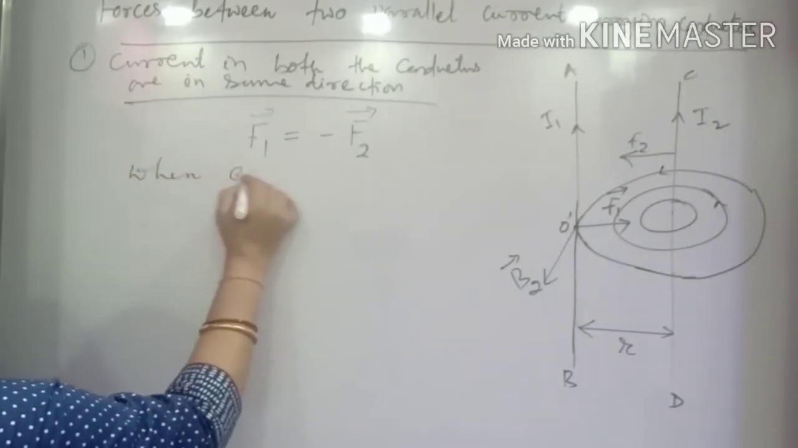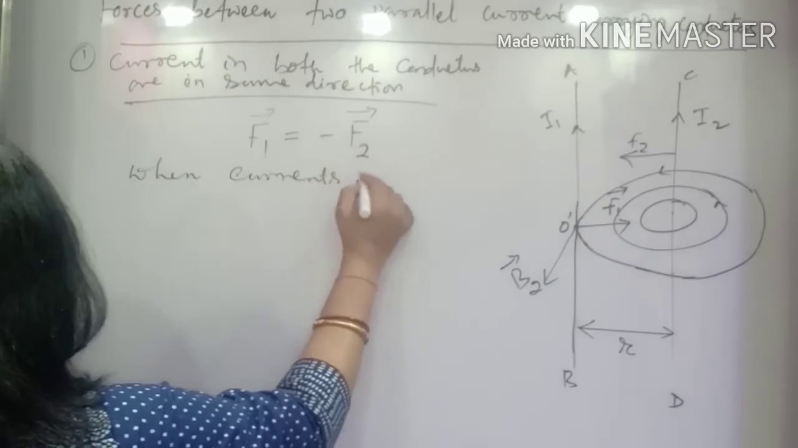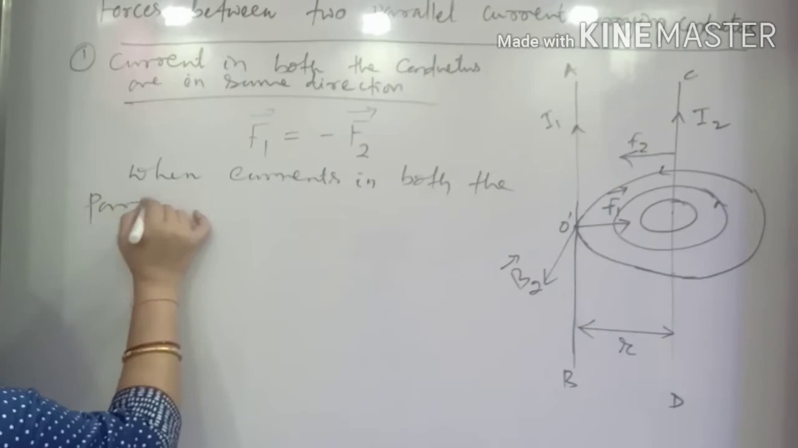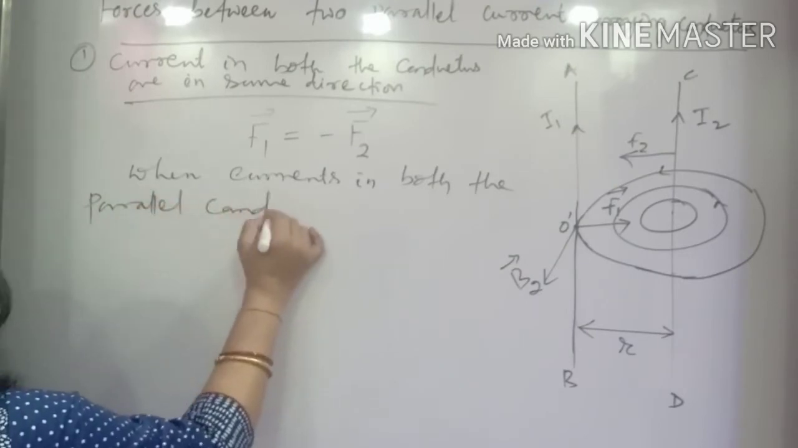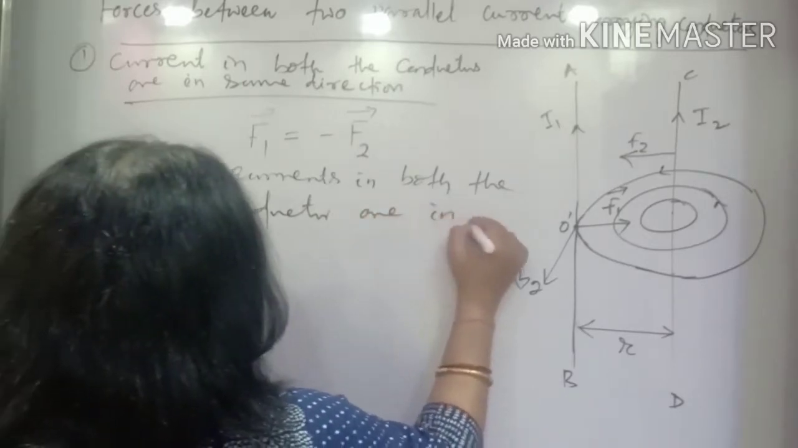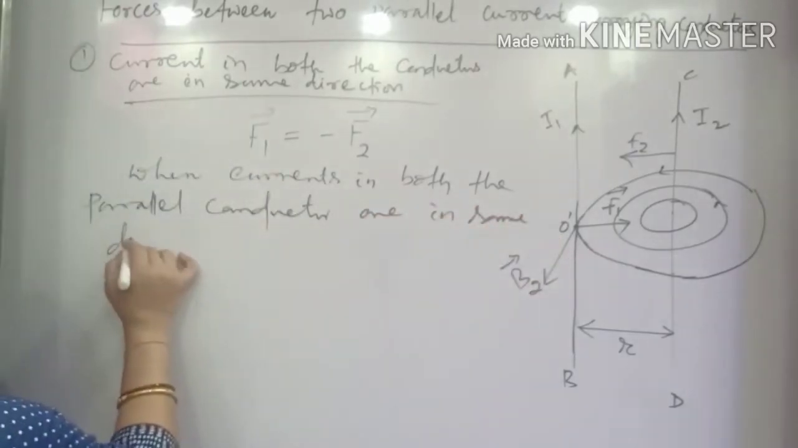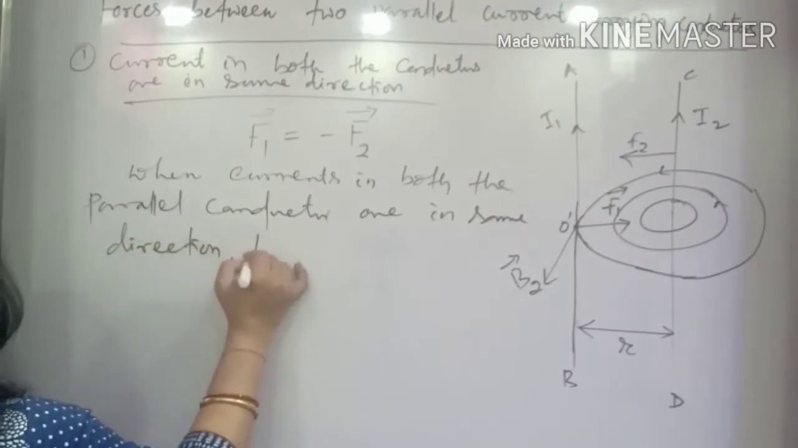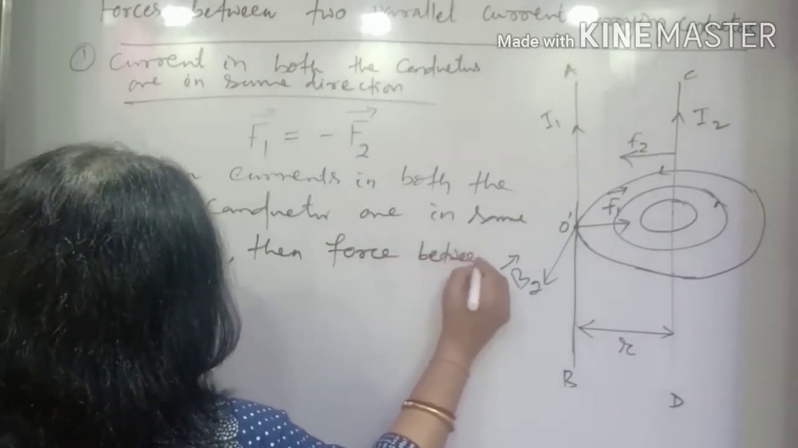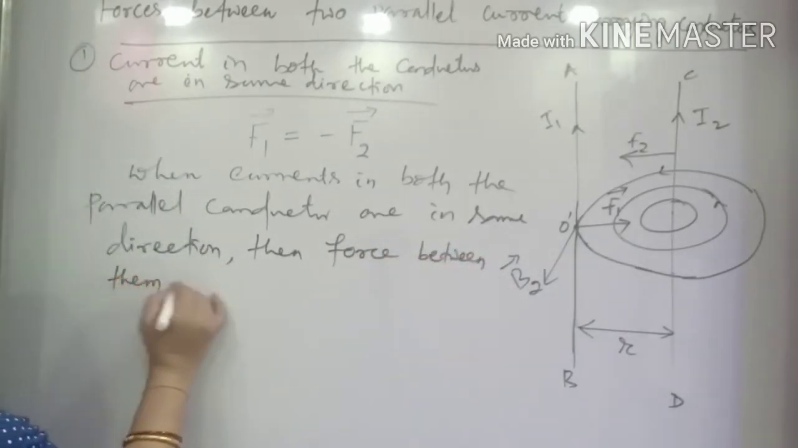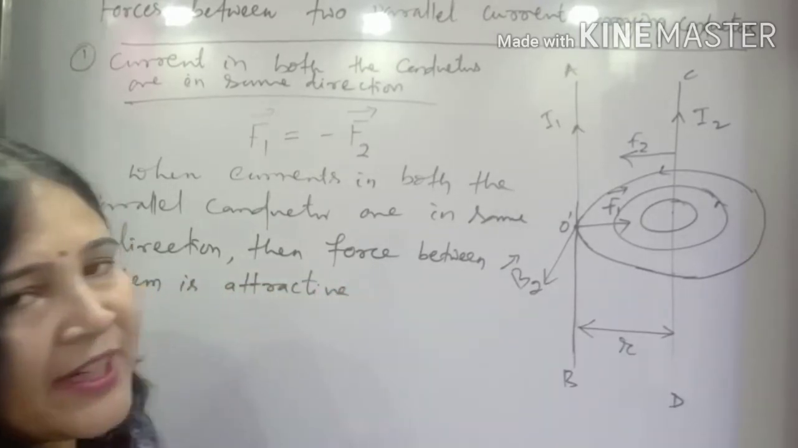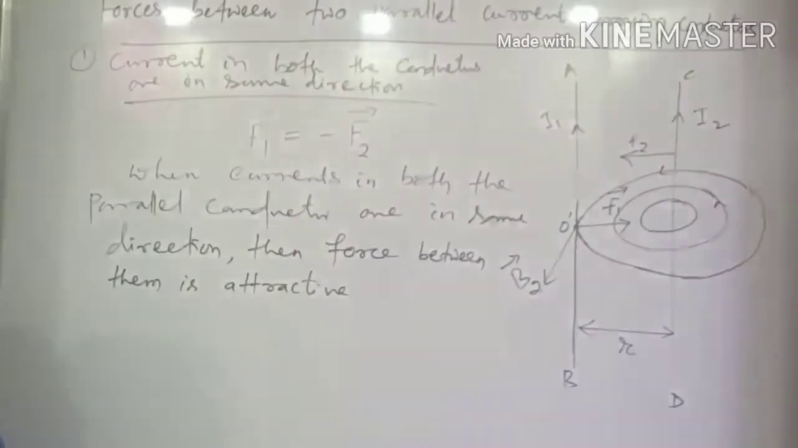When currents in both the parallel conductors are in the same direction, then the force between them is attractive. So the force between them is attractive in nature.